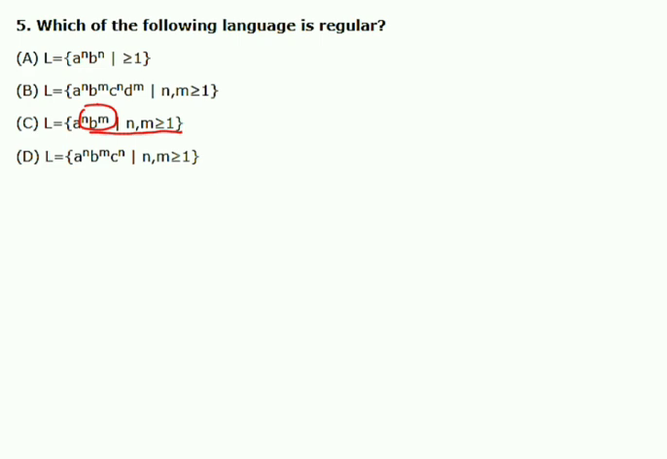Since it is regular, it is also a context-free language. So we can ensure that the given language is regular if it has two different powers, and there is no need of memory or counting and comparison here, because both the values are given with the same condition, n, m greater than or equal to 1. So there is no need of comparison and counting. So option C is the correct one.